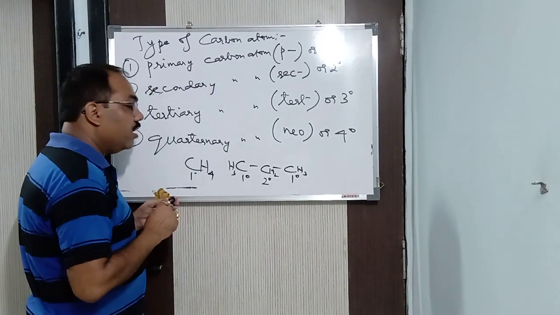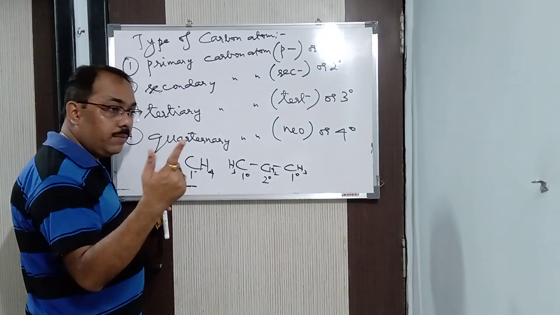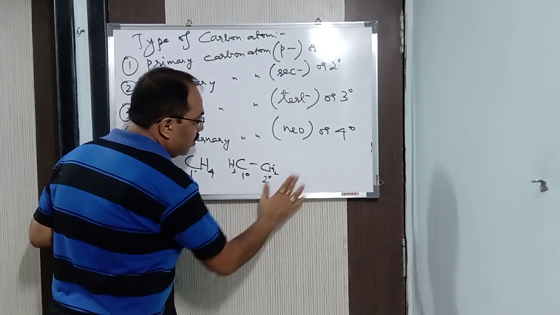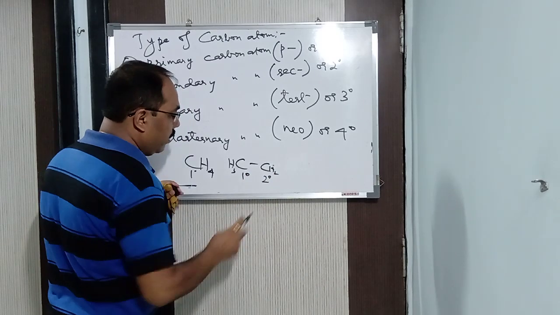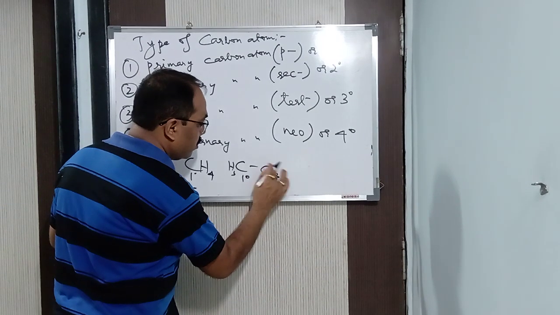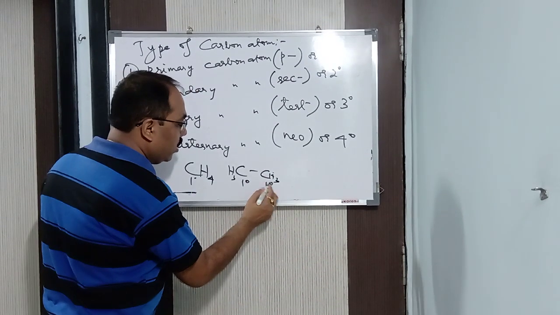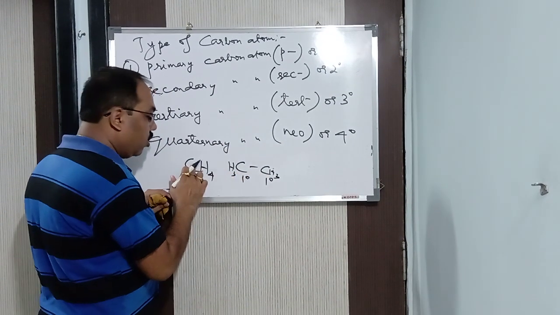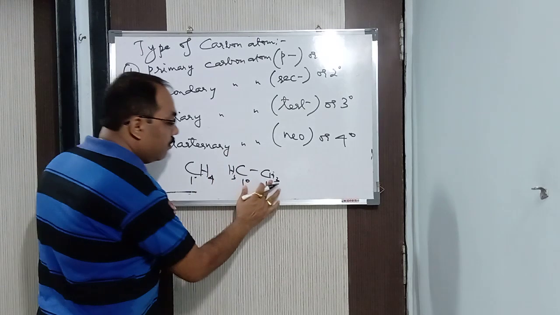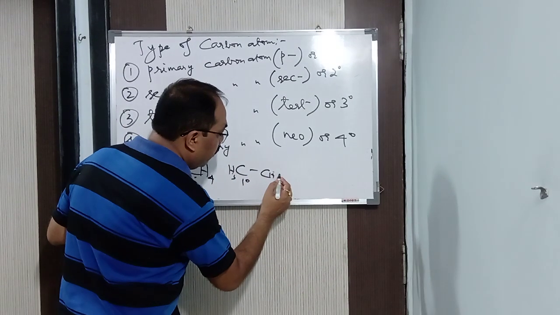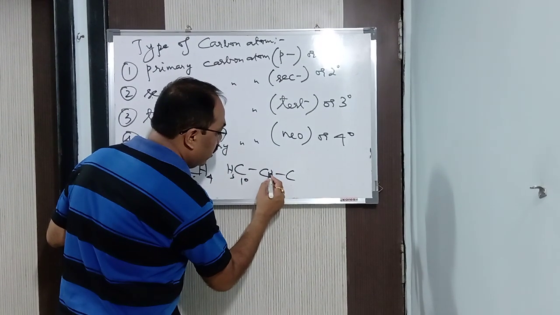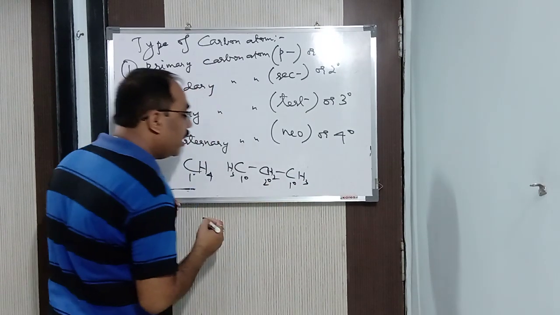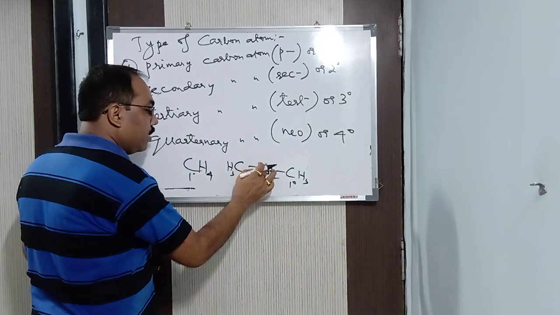Primary, what I said: when one carbon atom is attached to another carbon atom, suppose if I rub this, then both are primary. It is not 2 degree, both are 1 degree. So primary means, again I repeat, when one carbon is attached to another carbon atom or no other carbon atom. Here no other is there. But if I put another carbon here, then this becomes primary and this becomes secondary.